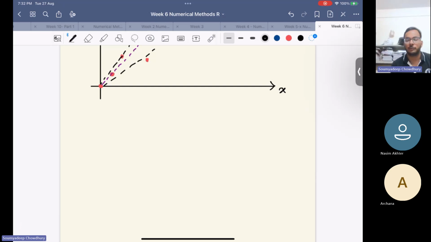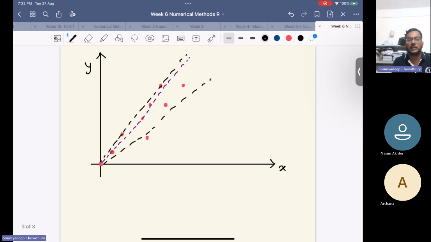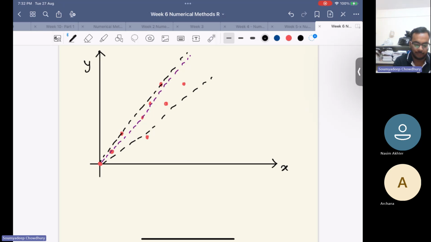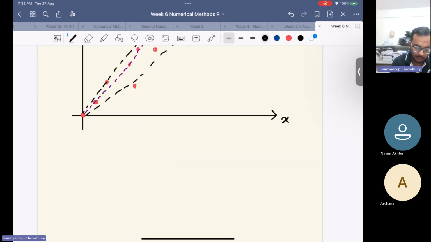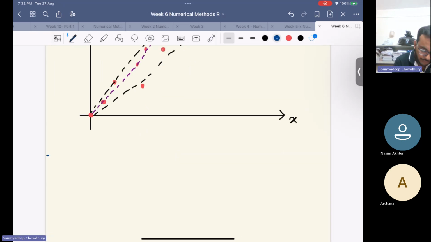You might ask why we are considering only a straight line. There can be other curves also, right? For now, we are considering only linear regression. We'll also see nonlinear regression today itself, and how we deal with other curves there. I'll write the important points here.